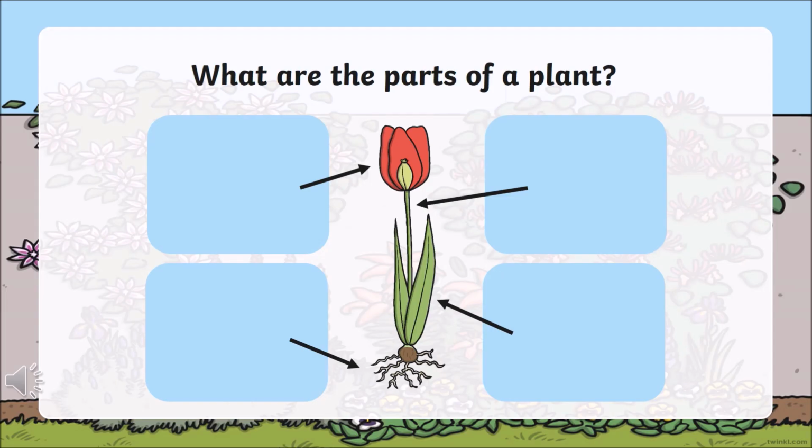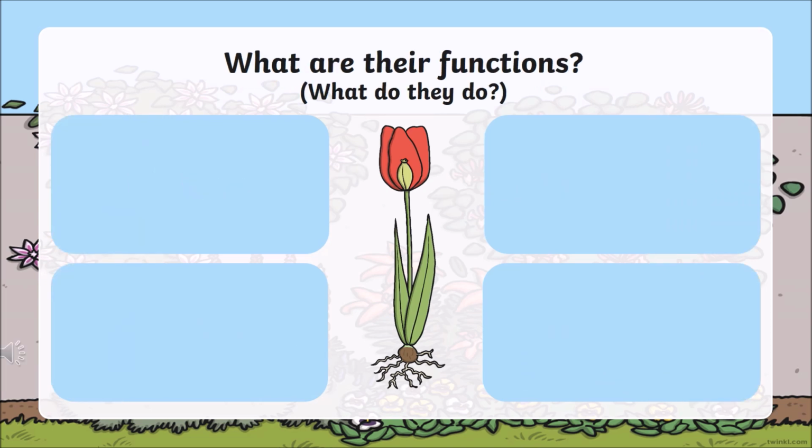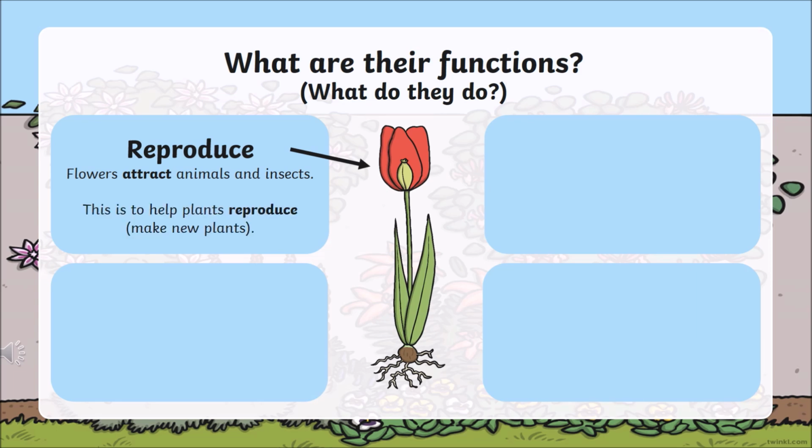What are the main parts of a plant? We have the flower, stem, roots, and leaves. What are the functions of the parts of the plant? What do they do? First of all, we have the flower. The flower helps the plant reproduce. Flowers attract animals and insects. This is to help the plants reproduce or make new plants.